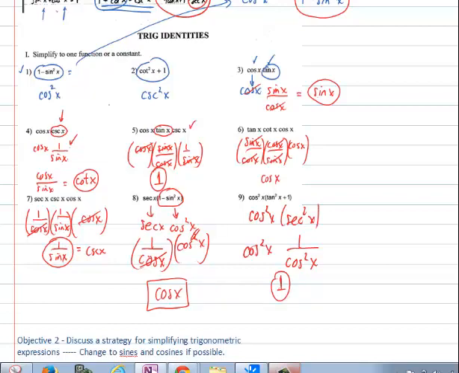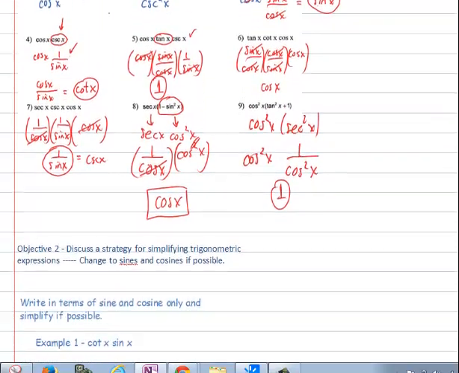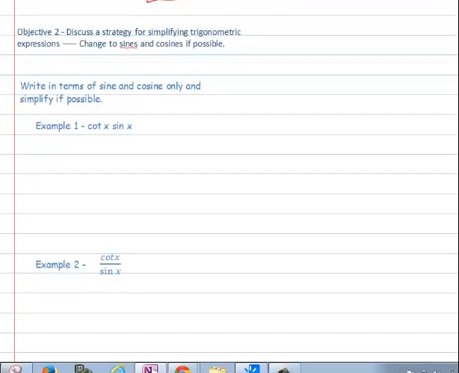Okay, so now if you have finished up your homework or checking out your solutions from class today, the homework for today is to watch this part of the video for the second objective. The second objective just says we want to discuss the strategy for simplifying trig expressions. Whenever you see a trig expression and they want you to simplify it, one of the things that you could do is change everything to sines and cosines where possible. If it's already in terms of sines and cosines, then I would try something else to simplify.